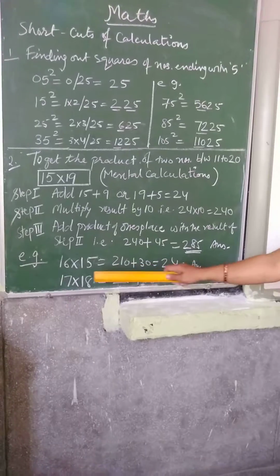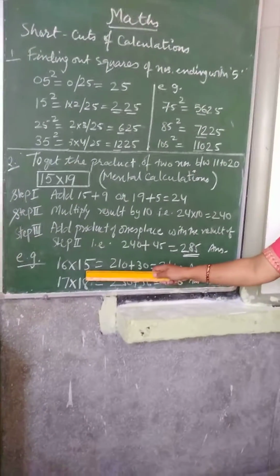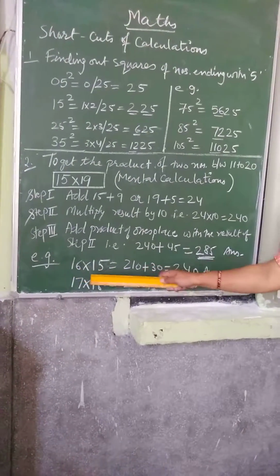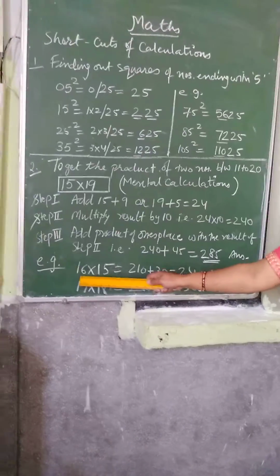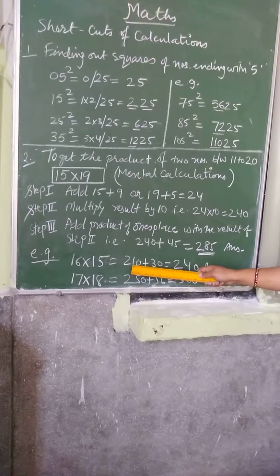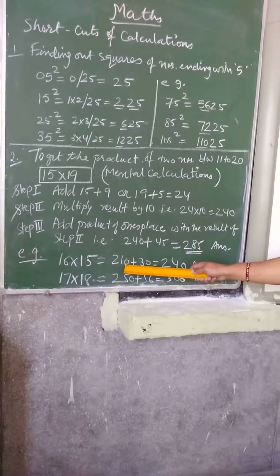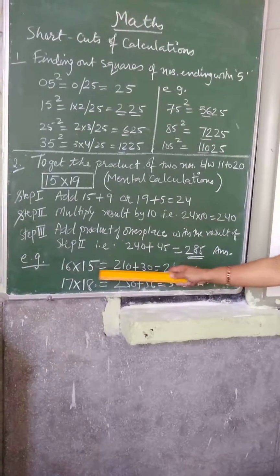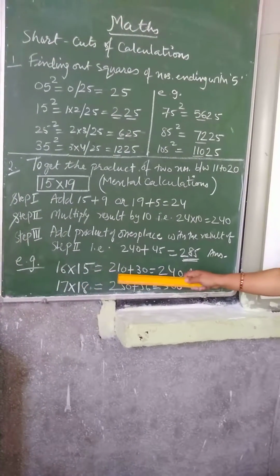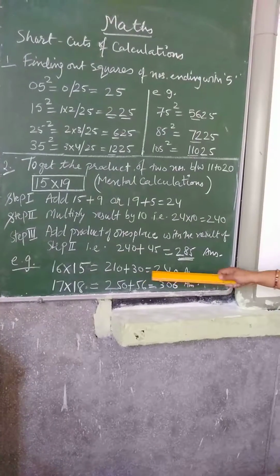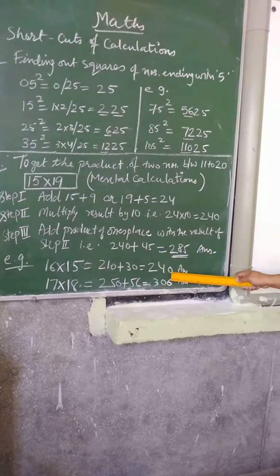Let us take an example, 16 into 15. Here 16 plus 5 or 15 plus 6 gives you 21. So this 21, if multiplied by 10, becomes 210, and 5 6s are 30. So if you add 210 and 30, the result comes 240.